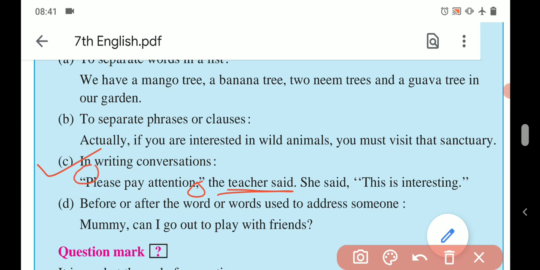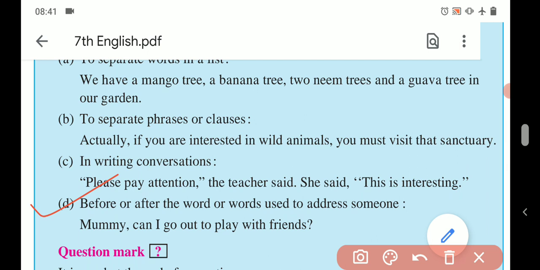And other these we call double inverted commas. They are used to show any dialogue as it is. Another example is here. She said, "This is interesting." So here it is the comma, and then these are double inverted commas.